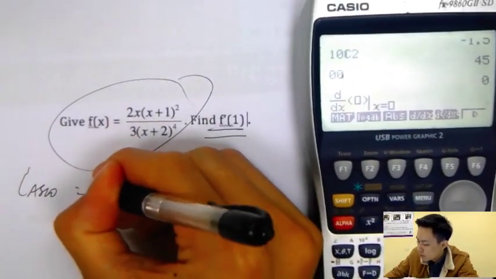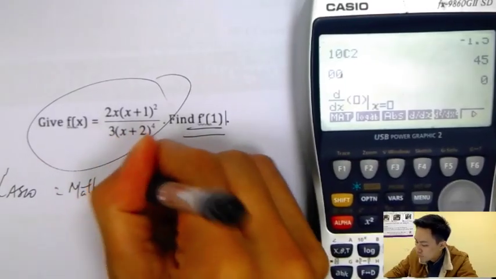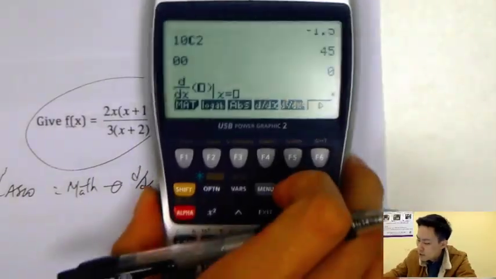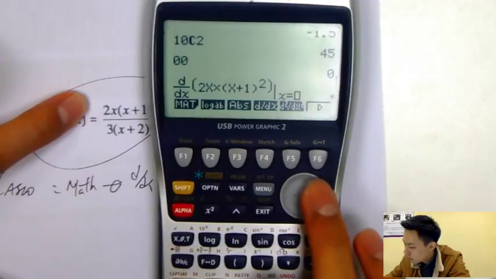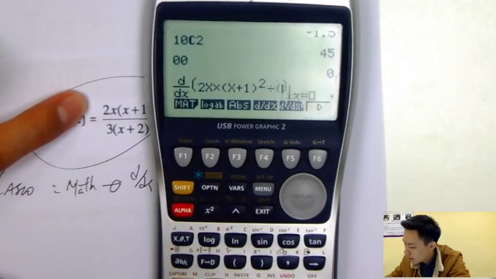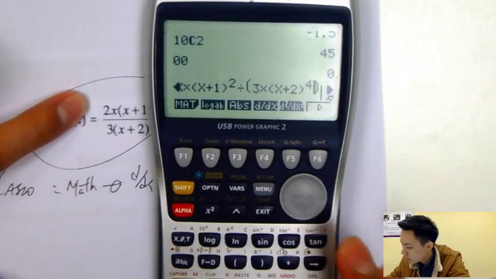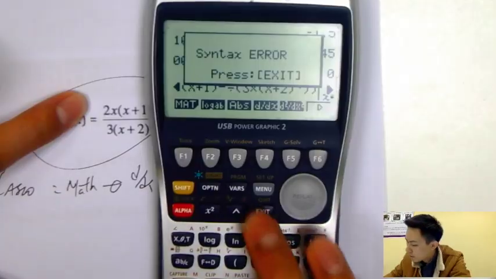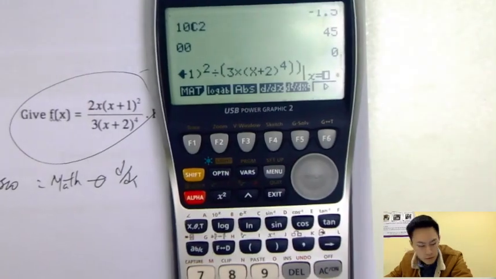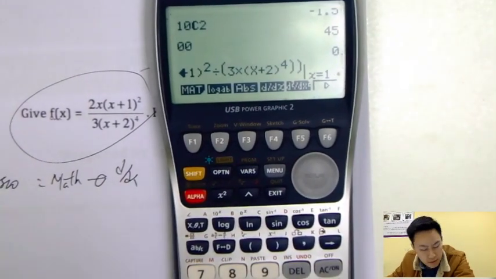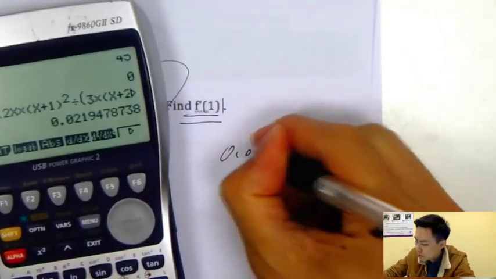So we go to math, and then you go to d over dx. So just type in the same equation here. So just 2x times bracket x plus 1 power of 2, and then divide by bracket 3 times bracket x plus 2 power of 4. Yeah? And then close the bracket. And the x value here, you have to type in 1, because that means differentiation when x is equal to 1, right? Okay, so then you can see the answer is 0.0219.